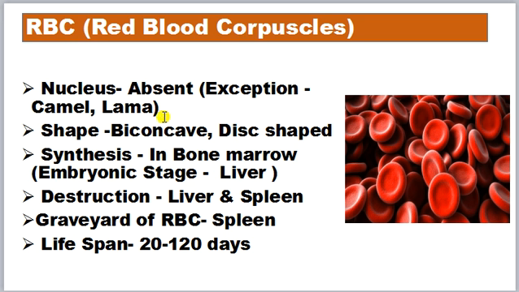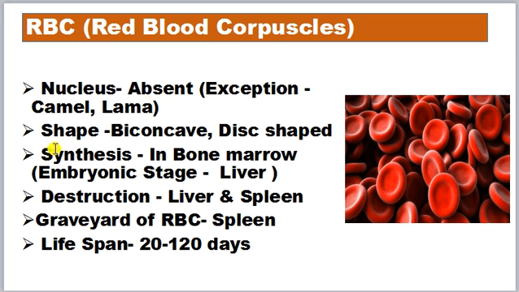So here the nucleus is absent, that means the nucleus is not found in RBCs. If we talk about exceptions, then the exceptions are camel and llama. These are two animals where the nucleus is present in RBCs. Normally the nucleus is absent in all mammalian red blood cells.